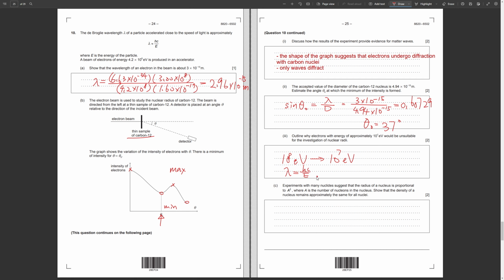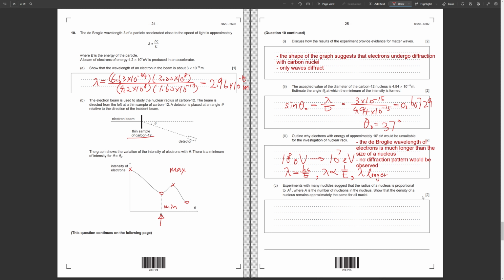Therefore, we can claim that the de Broglie wavelength is inversely proportional to E, and because the E is reduced, the wavelength is getting longer. When the wavelength is getting longer, it's not that helpful in creating a diffraction over the carbon-12 nuclei, because the de Broglie wavelength is now much longer than the size of the nucleus. Therefore, there is no diffraction pattern to be observed.